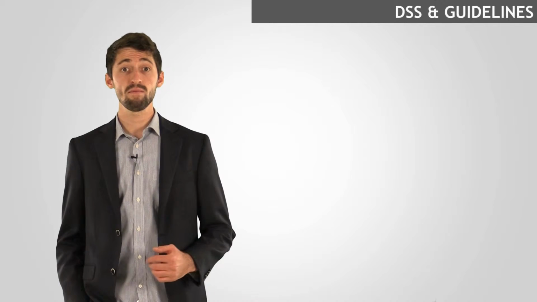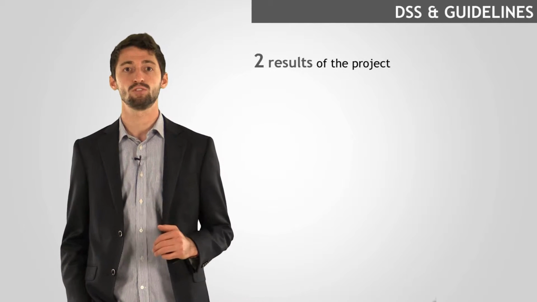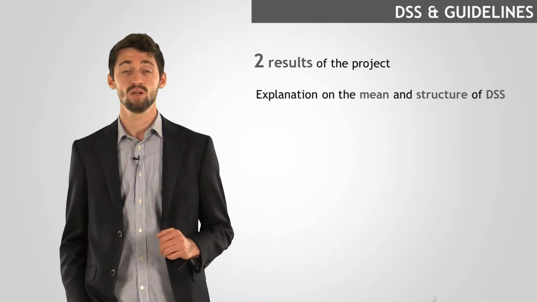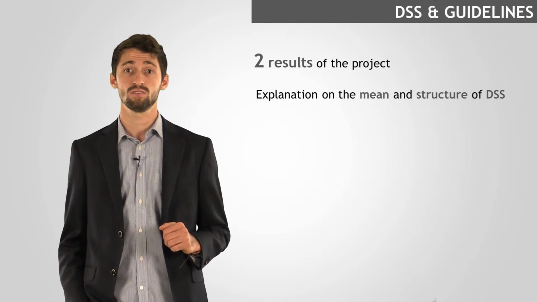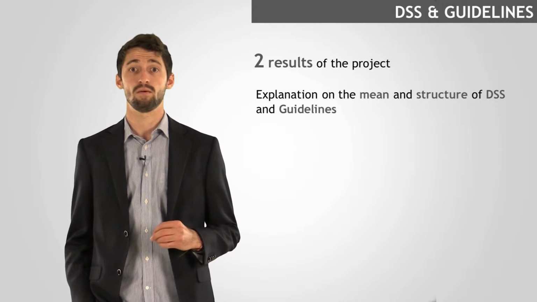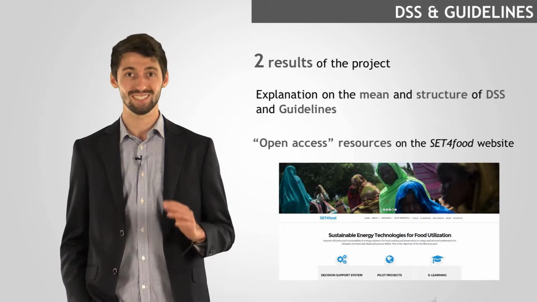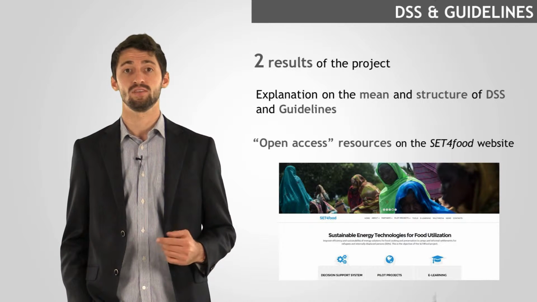This lesson aims at introducing and explaining the main structure of two outputs of the Set for Food project: the decision support system to select appropriate energy technologies for food utilization, and the guidelines which explain how to implement them. They are open access resources available on the Set for Food website, along with other material of interest.